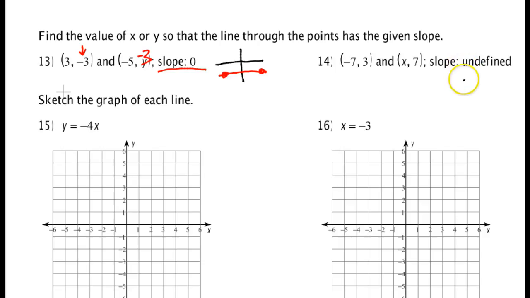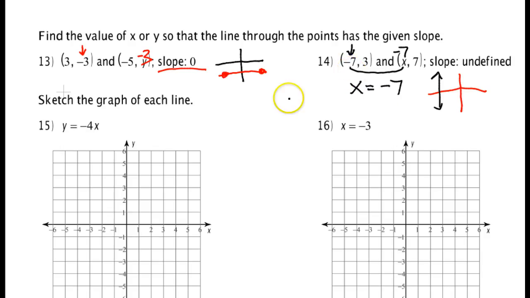Here, if you have an undefined slope, what kind of line is that? Straight vertical, right? That means the x values don't change. This doesn't move left or right at all. So if this is the x value here, -7, it's going to be the same x value here because it's not changing. So a little more about undefined and 0 slopes. With 0 slope, the y does not change. With undefined slopes, the x does not change. That's why this is x equals -7.